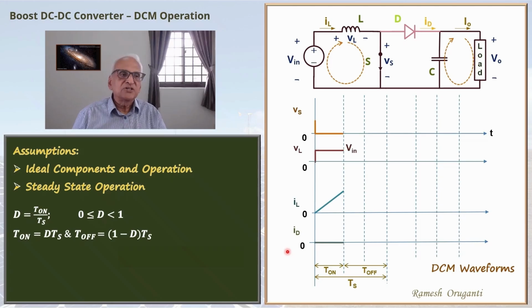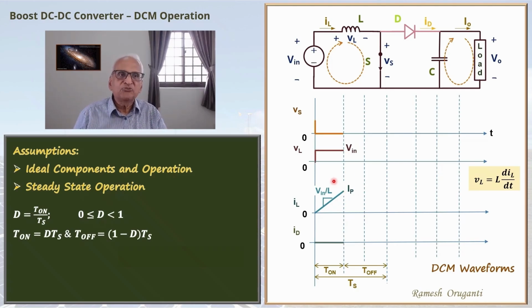The inductor equation is VL is L dIL by dt. So dIL by dt is VL by L. VL here is a constant voltage Vin. So we have a constant slope of the inductor current, Vin by L. With that slope and that duration, the current reaches a peak of IP.